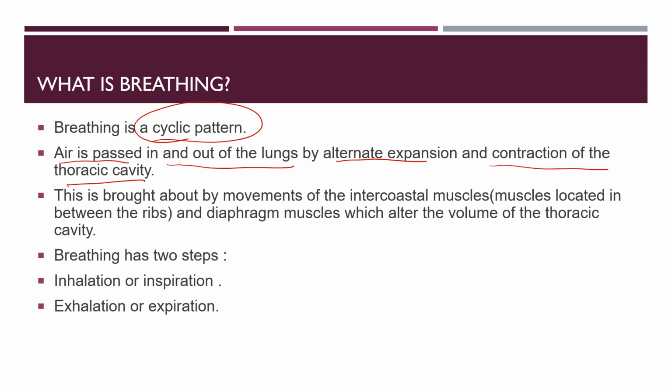And how is this happening? This is brought about by the movements of the intercostal muscles, which are located in between the ribs, and the diaphragm muscles, which alter the volume of the thoracic cavity. We have said that the thoracic cavity is expanding and contracting. So how is this contraction and expansion of the thoracic cavity happening? This is due to the contraction and expansion of the diaphragm muscles and the intercostal muscles.